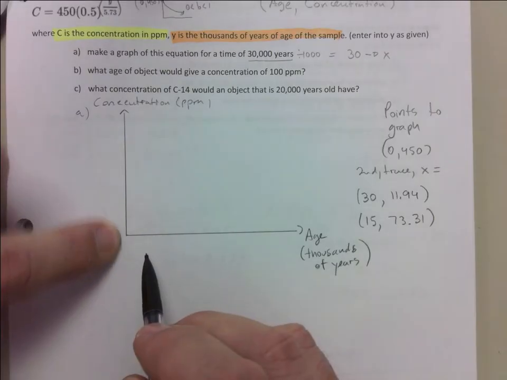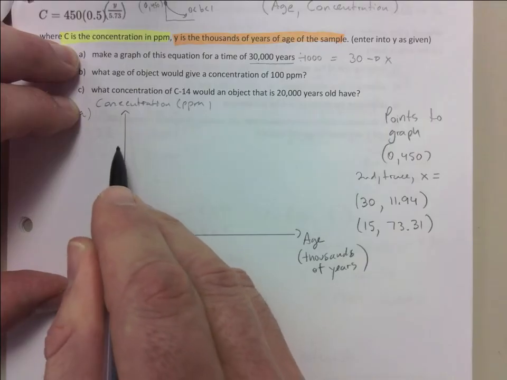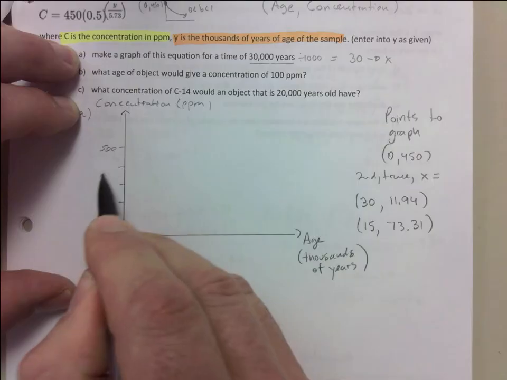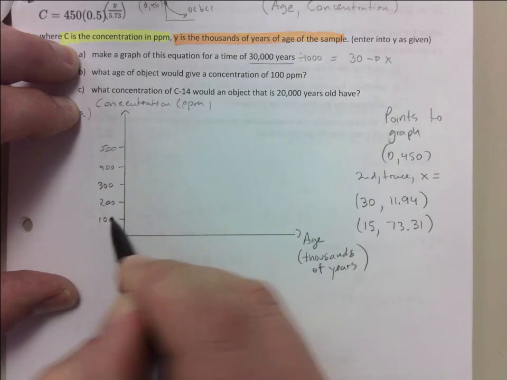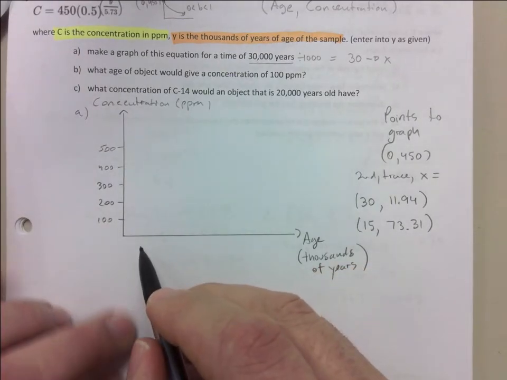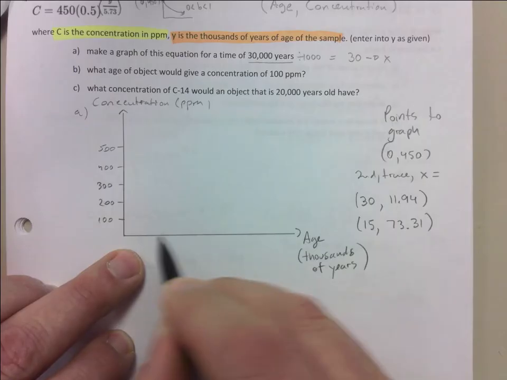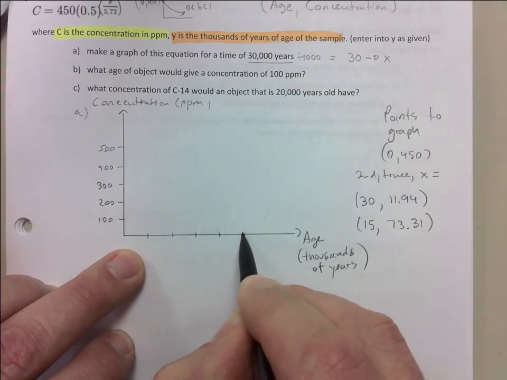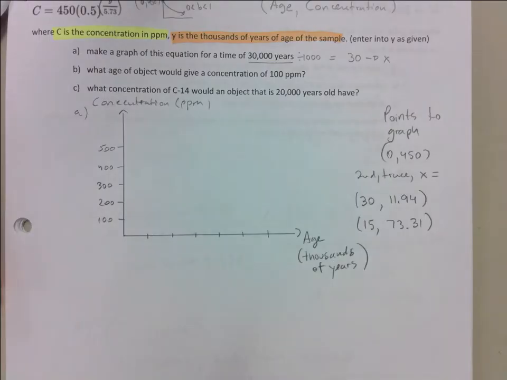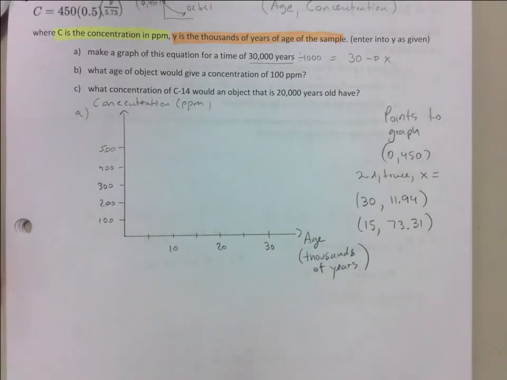Okay, so we need to go all the way up to 450. So I'm going to go by 100 here: 100, 200, 300, 400, 500. That's a pretty good scale. It needs to be consistent. Anyways, this goes all the way to 30, right? So I have room here, so I'm going to go 5, 10, 15, 20, 25, 30.